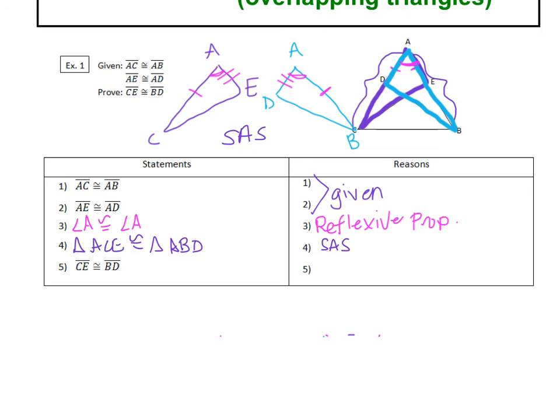And then what you're trying to prove is your last step. Now that you have congruent triangles, every corresponding part will be congruent. So we know that CE is congruent to BD because of our CPCTC. Corresponding parts of congruent triangles are congruent.